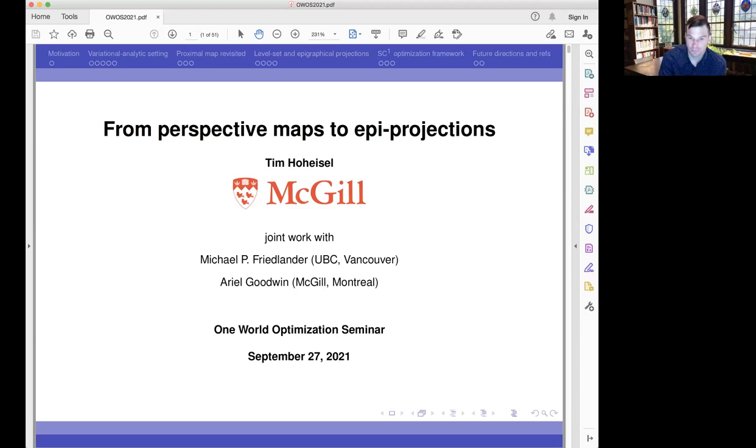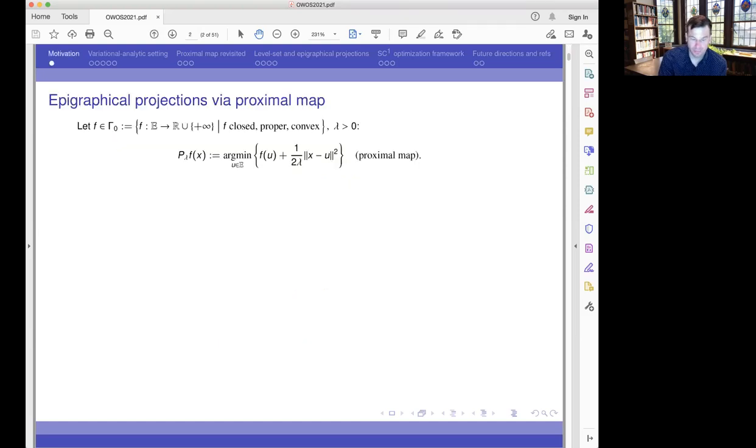Okay, so today I'm going to talk about a project that I have been working on with Michael Friedlander from the University of British Columbia, and one of my undergrad students, Ariel Goodwin, at McGill. The first slide is of motivational character, but also just to get on the same page as for notation and terminology.